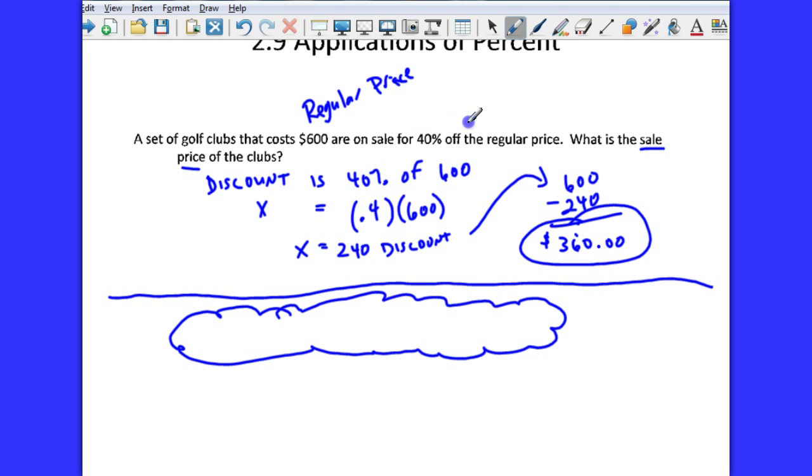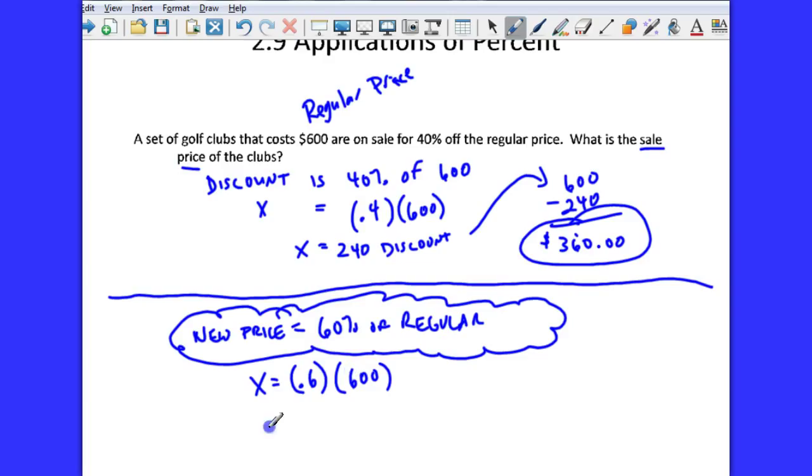Well, if 40% off the regular price would give me the sale price, I could also think the new price is equal to, if it's 40% off, then that means the new price is 60% of the regular price. See, think about that. If you're going to take off 40%, what's left? 60%. So what if instead I said X, the new price, is equal to 60% of the original price? Multiply that out, see what you get.